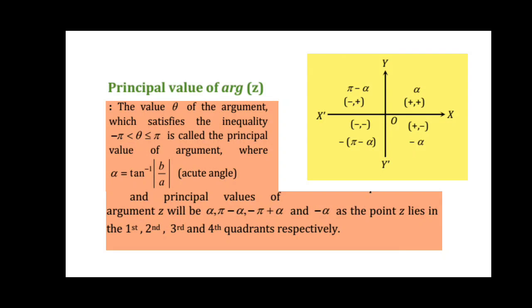So this is the small theory part about the polar form of z and also the principal value of the argument of z. Based on these concepts, we will solve a few important examples of KCET. Let us start the first question.